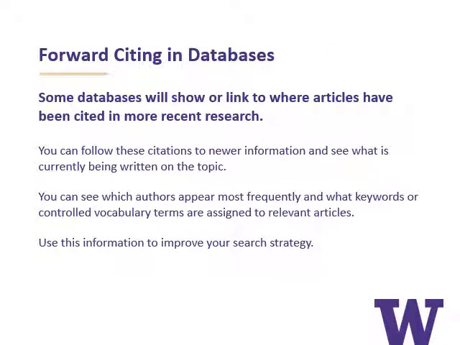We're going to go over forward citing in databases. Forward citing is where you see where an article has been cited by someone else. You can use forward citing in locating more recent research on a topic. You can follow these citations to newer information and see what is currently being written on a topic. You can see which authors appear most frequently and what keywords or controlled vocabulary terms are assigned to relevant articles. You can use all of this information to improve your own search strategy.